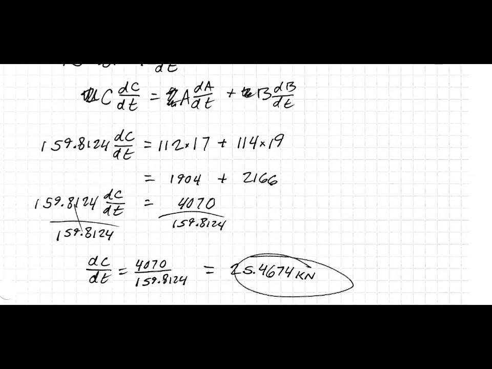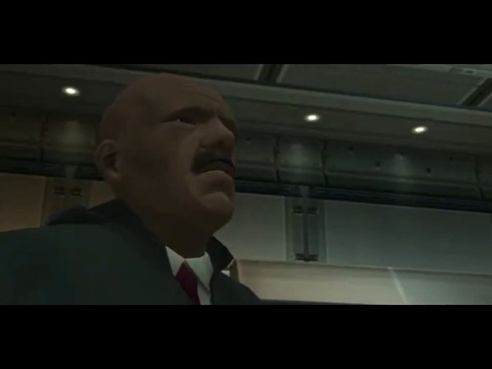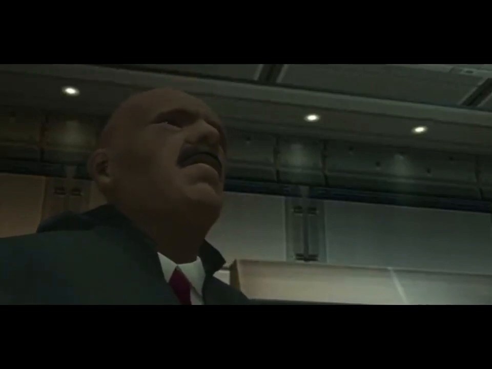Dividing both sides by 159.8124 gives us our final answer. The rate of change of C with respect to time at 6 hours elapsed is 25.4674 knots. You've done it. That's it. That's the rate of change of the distance between our two ships at 1800.